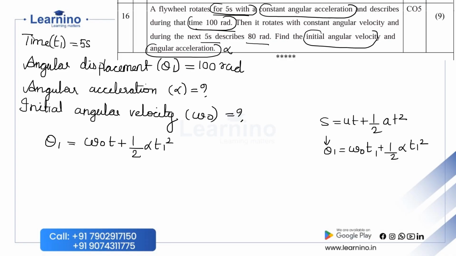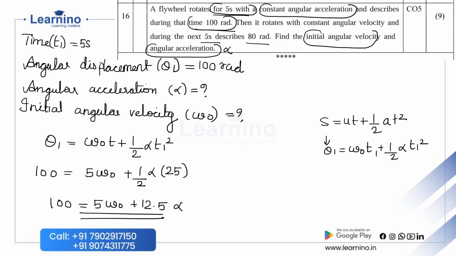So theta 1 is 100 and omega 0 is unknown. Time is 5 seconds. So 5 omega 0 plus half into alpha, which is unknown, into t1 square. T1 square is 5 square, that is 25. So I can write this equation as 100 is equal to 5 omega 0 plus 12.5 alpha. This is my first equation. I am taking this equation as 1.